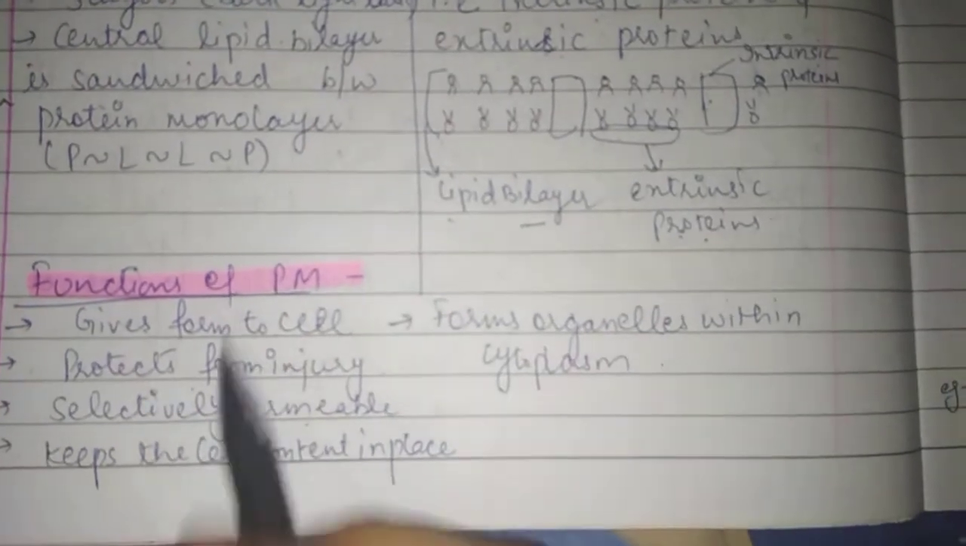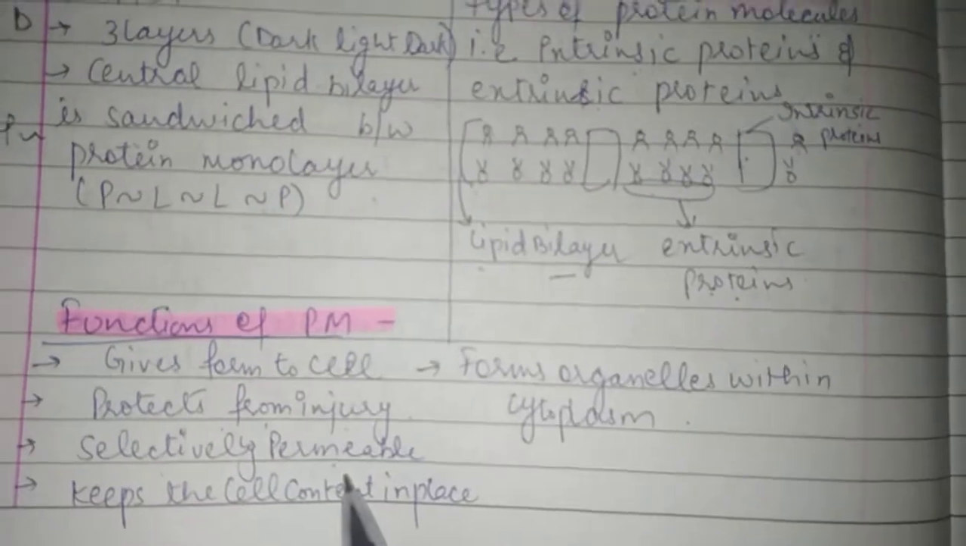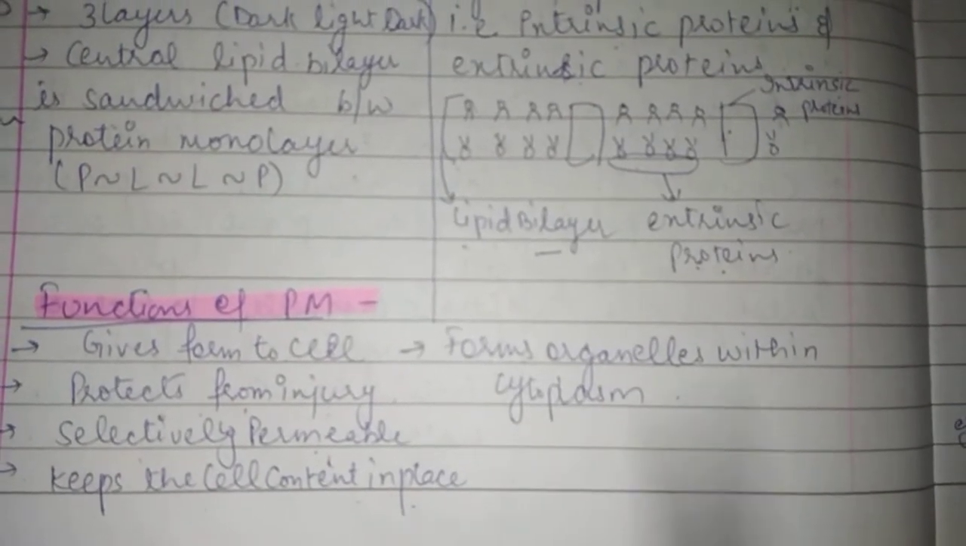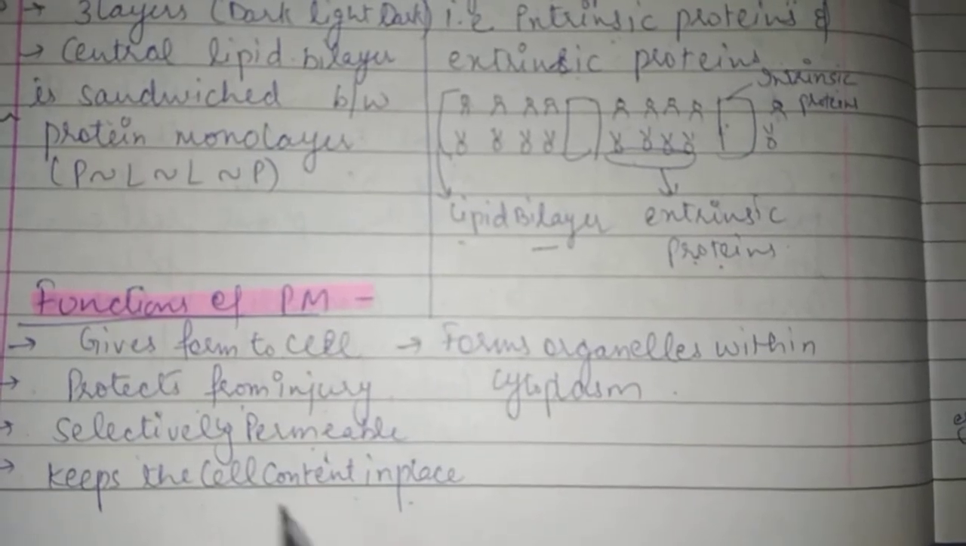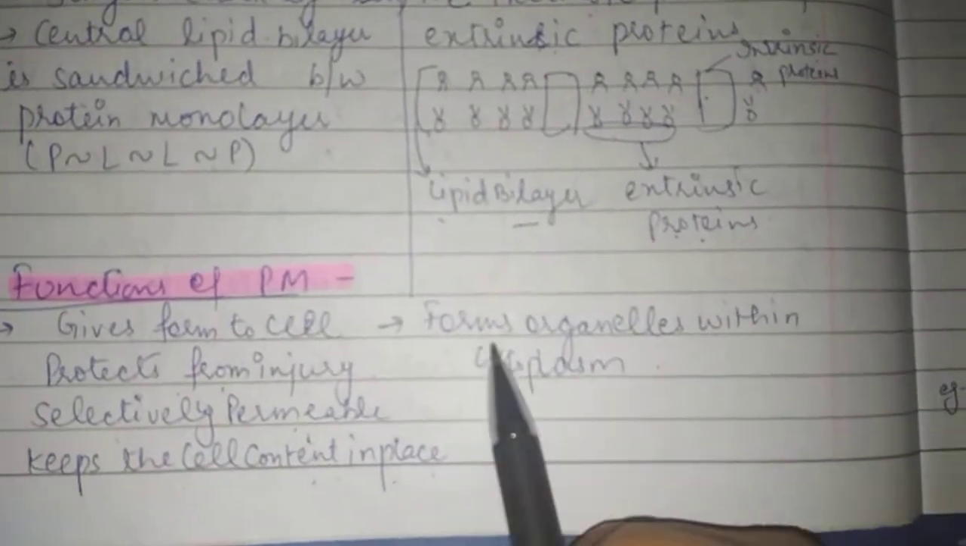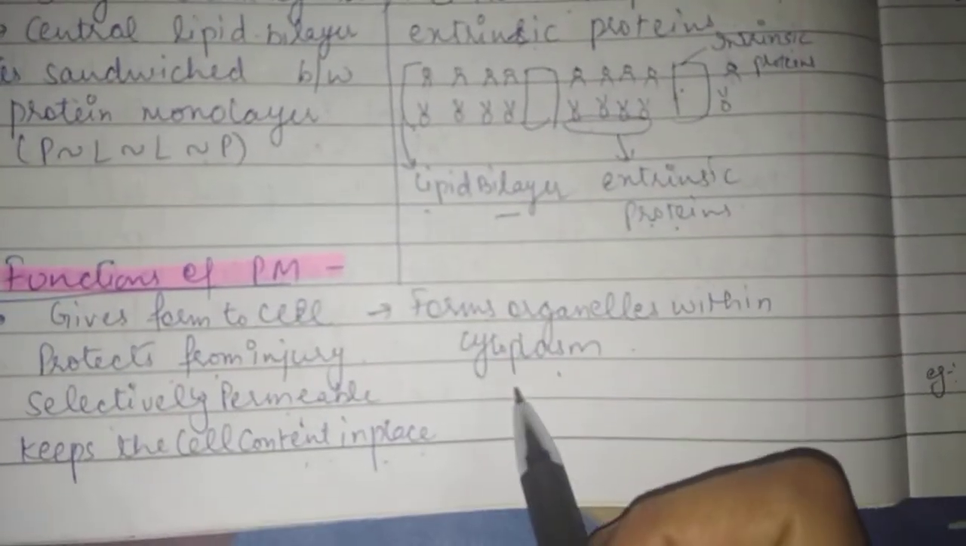Selectively permeable. This layer is selectively permeable. Only selective substances can get inside the cell, and it keeps the cell content in place, means all the cell organelles, they will keep in place. It forms the organelles within the cytoplasm. Within the cytoplasm only they form the organelles.